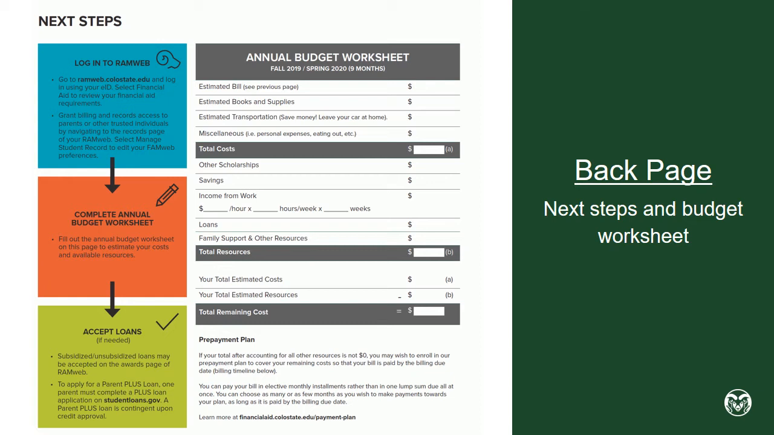Now, in the bottom section of the annual budget worksheet, you do see a paragraph that is referencing the prepayment plan. That is a new tool that's also been implemented for the past year that students and families can also pursue in addition to some of the financial aid that we mentioned before. So just more resources that students can pursue to hopefully make CSU attainment a reality.